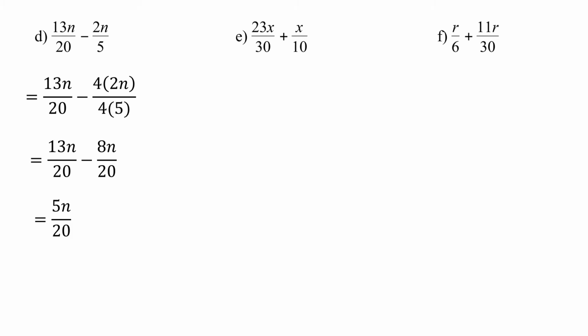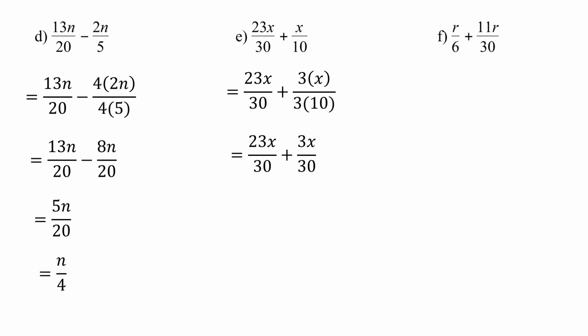With E, we've got 30 and 10. We're going to multiply that 10 by 3 to get to 30. And that one simplified down, n over 4. So we end up with 3 outside of x over 3 outside of 10. We multiply that out. We've got 23x over 30 plus 3x over 30, which adds up to 26x over 30, which also simplifies down to 13x over 15.